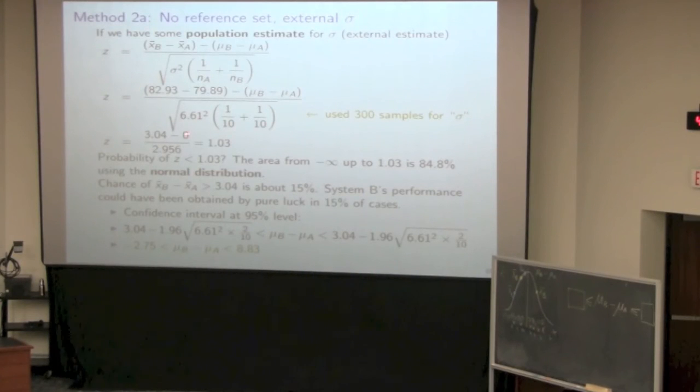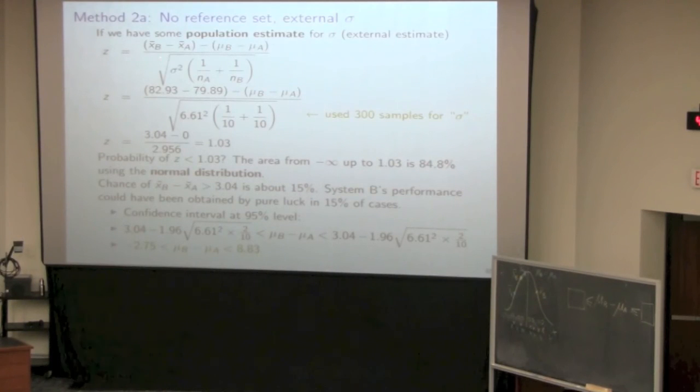nA was 10, nB was 10, and now I've got my B. Now, if you want to go through this discussion and calculate your Z value and you get a number of 1.03, some students find that confusing when you calculate the area from minus infinity up to 1.03. It's the same answer, and that is true of confidence.